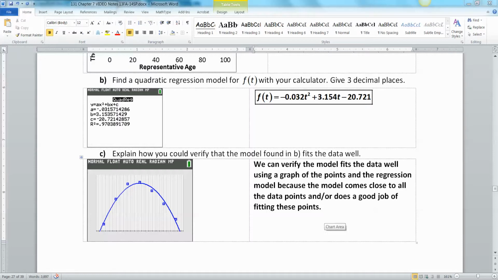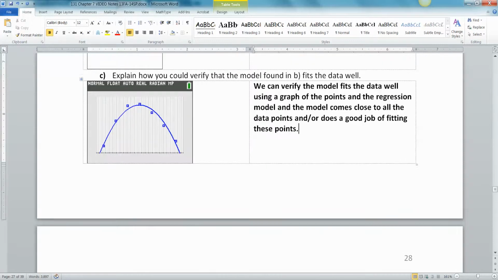Okay, so again, just to reiterate, we verify that the model fits the data well by using a graph of the points and the regression model, and the model comes close to all the data points and/or does a good job of fitting these points. Sorry, that took a little bit to get that out.